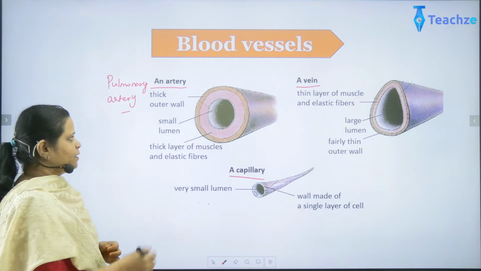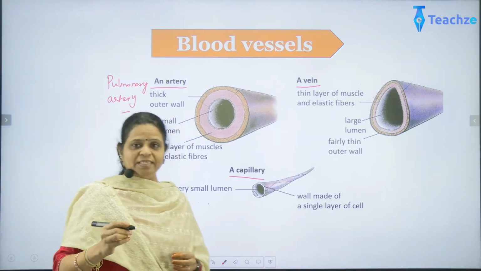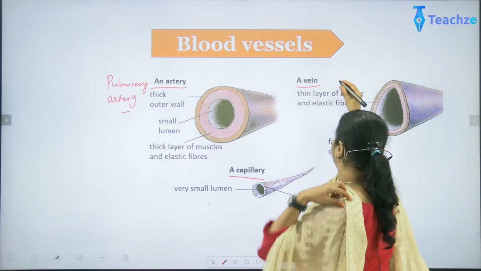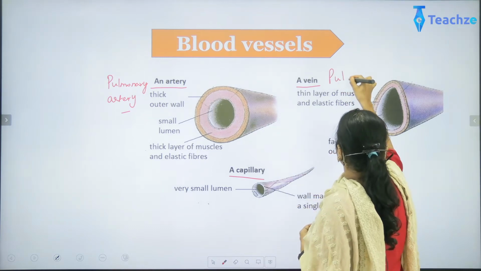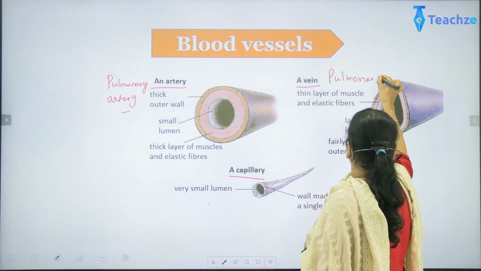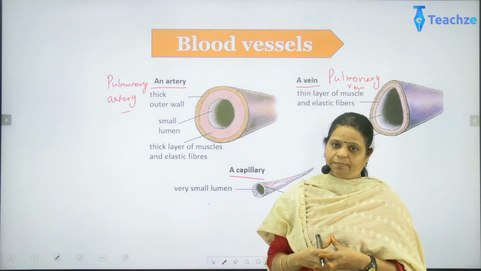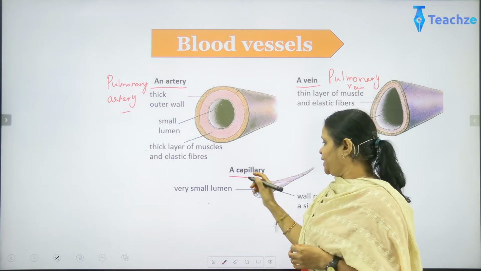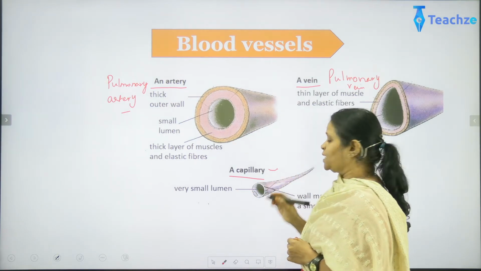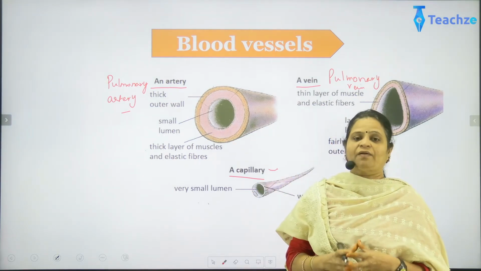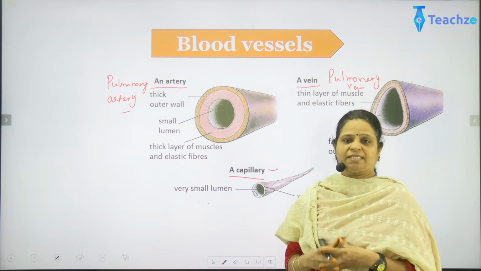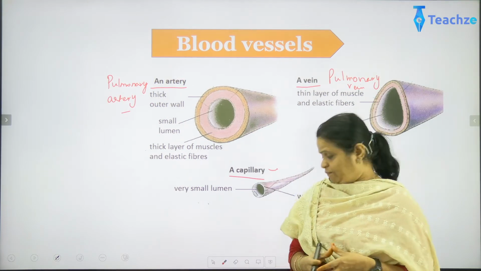The same way, here you have a vein, and except the pulmonary vein, all the other veins carry deoxygenated blood, that is the impure blood. Now what about the capillaries? Capillaries are generally very thin and they are found at the junction of arteries and veins. And how they occur, we will have a look at it.